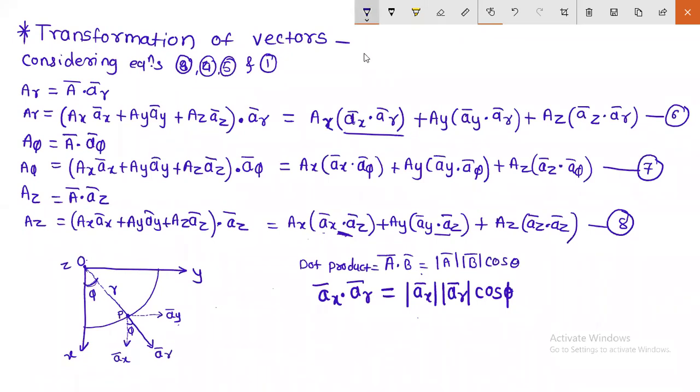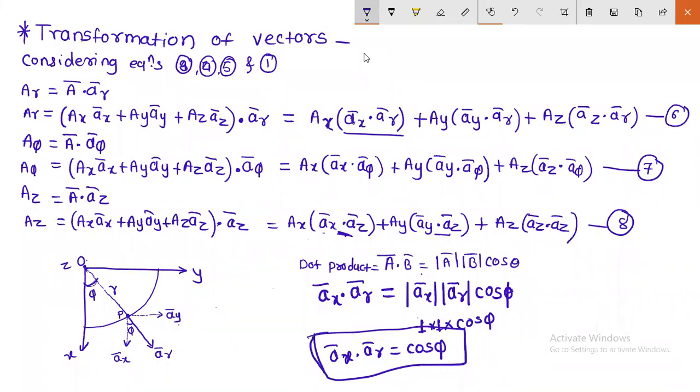So the magnitude of a bar x is equal to 1. Then the magnitude of a bar r, again a unit vector, is also equal to 1, and the angle is phi. So a bar x dot a bar r is equal to cos phi. Understood how to find the angle, or how to find the dot product of two unit vectors?